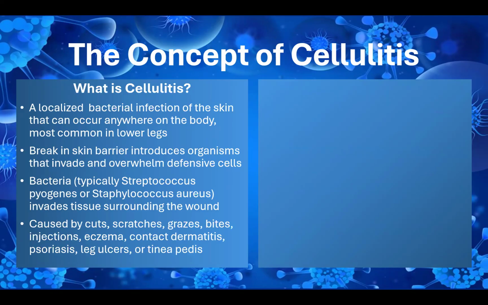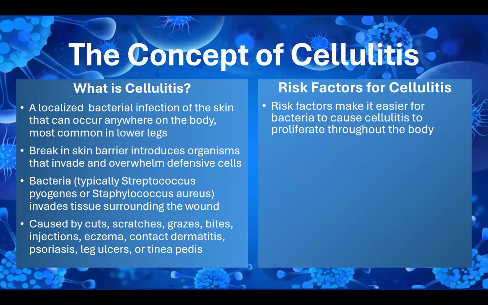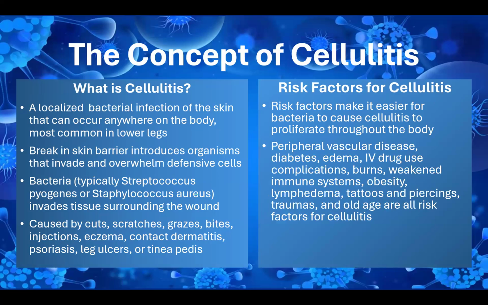Cellulitis is caused by cuts, scratches, grazes, bites, injections, eczema, contact dermatitis, psoriasis, leg ulcers, and tinea pedis, which is athlete's foot. The risk factors for cellulitis include factors making it easier for the bacteria to proliferate throughout the body. These risk factors include peripheral vascular disease, diabetes, edema, IV drug use and complications, burns, weakened immune systems, obesity, lymphedema, tattoos and piercings, trauma, and old age.